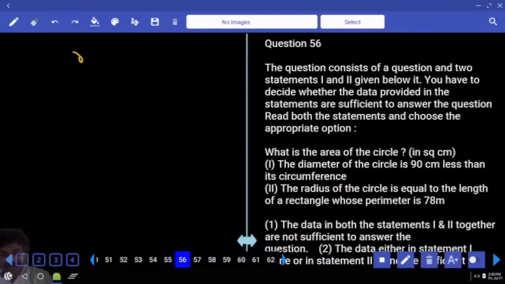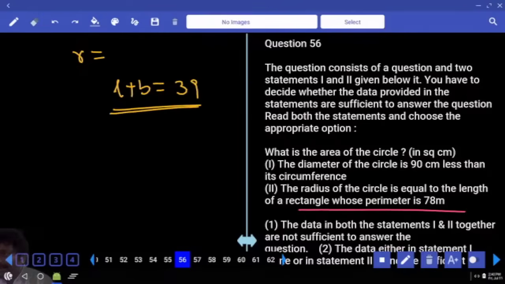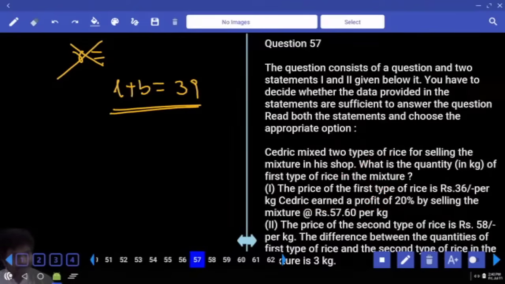Statement 2: the radius of the circle is equal to the length of a rectangle whose perimeter is 78. 2 times L plus B is 78, so L plus B is equal to 39. But from this, can you identify how much is L? When you don't know how much the length is, can we calculate the radius? No. 2 alone is not sufficient. 1 alone is sufficient. Next.